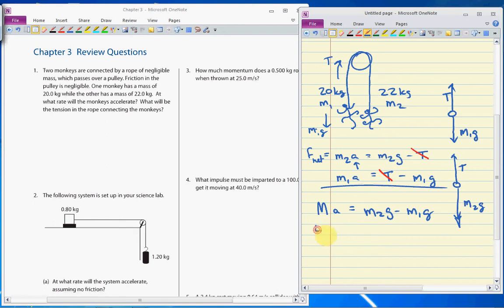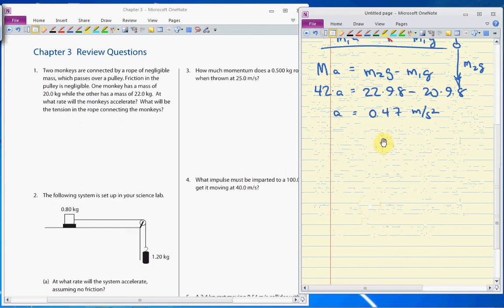From this I will get 42, the mass of the combined monkeys, times A is equal to 22 times 9.8 G minus 20 times 9.8, the value of G, and A equals, when we divide that sum by 42, 0.47 meters per second squared.